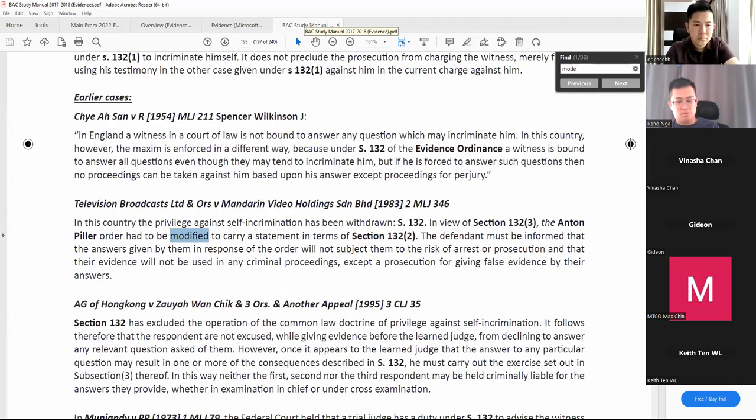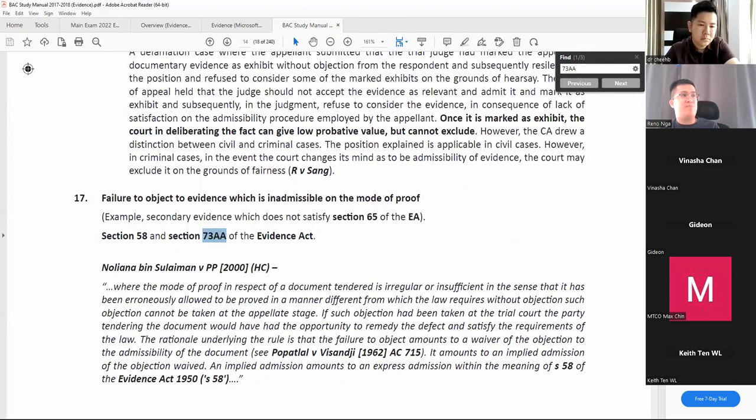73AA, yes, thank you. So if I'm not mistaken, one is for civil, one is for criminal. If you don't object, that means you are accepting, right? Actually, not only for primary and secondary, it means everything. But I personally don't do criminal cases. I do civil cases more.